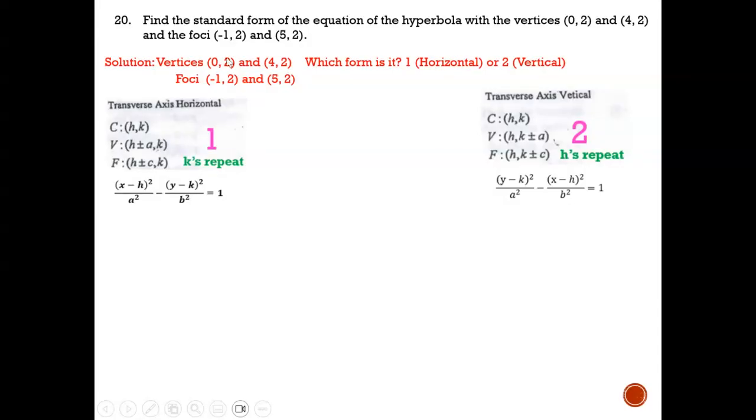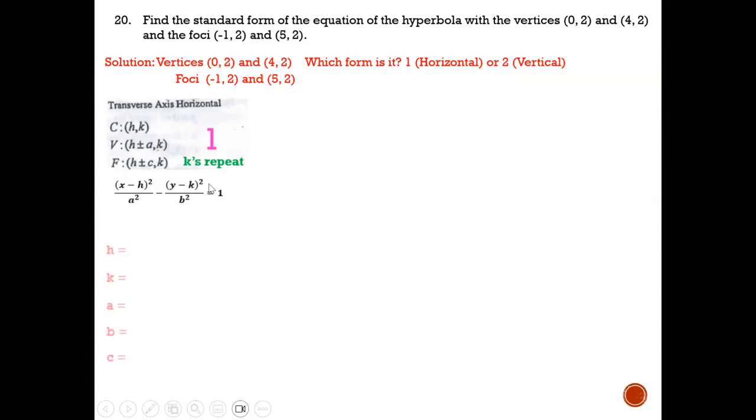Now, with the given characteristics, all the k's repeat. The y values repeat, so my case repeats, so it's going to be like number 1. Now, I need to find h, k, a, b, and c. The center is the midpoint of the foci or the vertices. So I'm going to stick to the vertices, (0, 2) and (4, 2). What's the midpoint between them? The answer will be (2, 2).